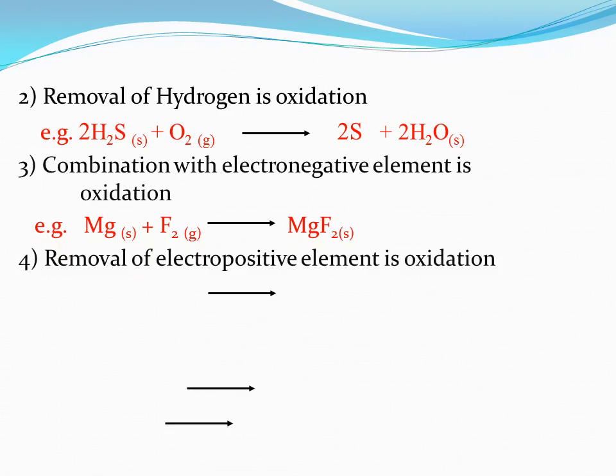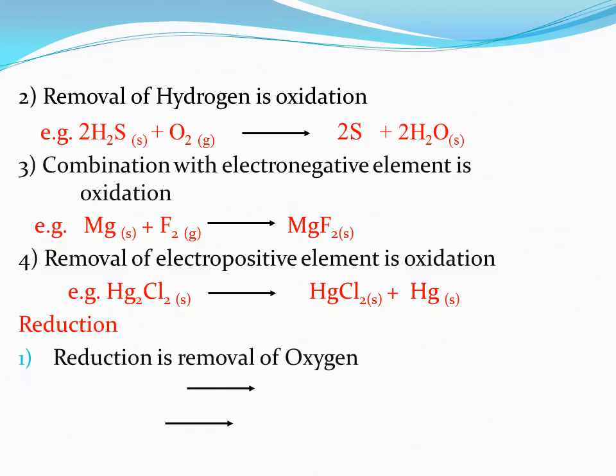Fourth definition, removal of an electropositive element is also oxidation. Example, Hg2Cl2 gives HgCl2 plus Hg. In this example, electropositive element Hg is removed. Now let us see the second term, reduction, and its definitions.